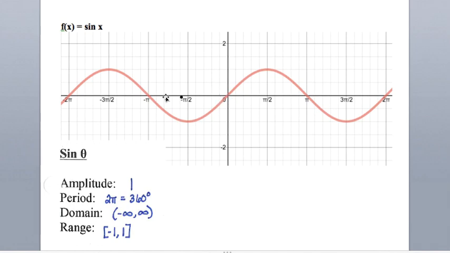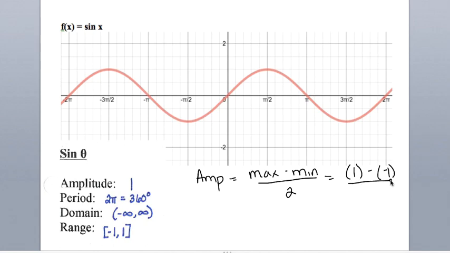And so the middle of this graph, the midline, is happening on the x-axis, so it goes up 1 and down 1. Another way to talk about the amplitude is to say that it's the maximum value minus the minimum value, divided by 2. And so if we use that in this picture, the maximum value is 1, the minimum value is negative 1, divided by 2. Sure enough, 1 minus negative 1, or 1 plus 1, 2 over 2, gives me 1 as that amplitude. What is the period?